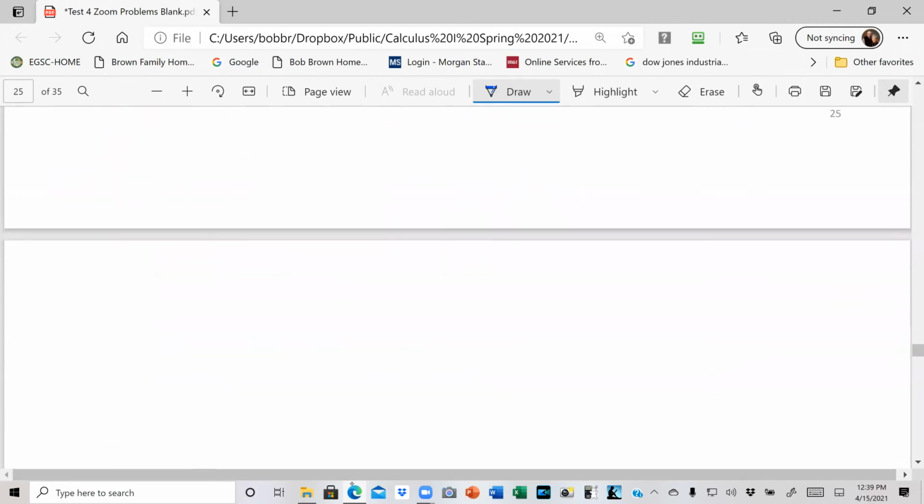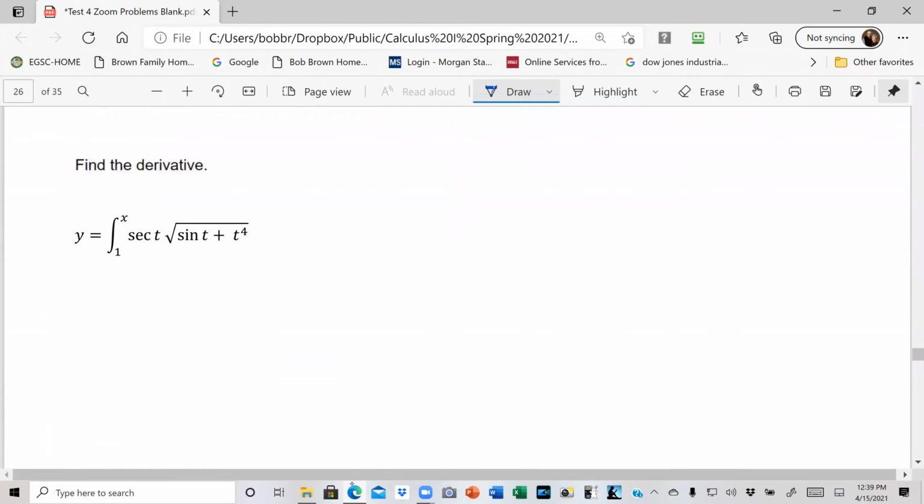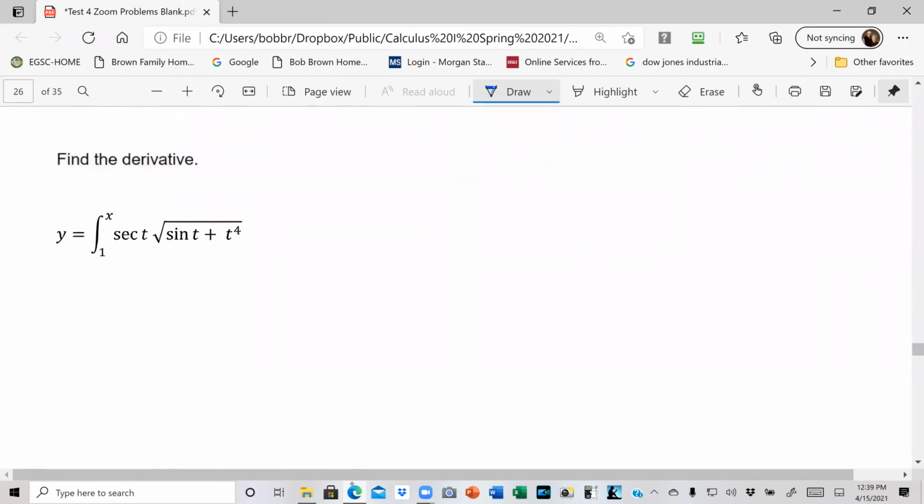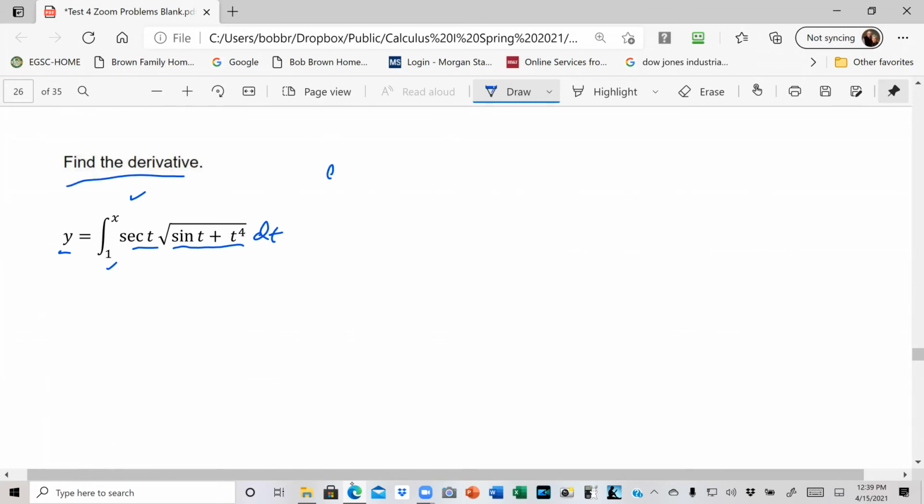Now we're going to look at the second fundamental theorem of calculus and apply it. Notice that one thing missing here is dt. We've got y equals the integral from 1 to x of secant of t times the square root of sine of t plus t to the fourth. And we want to find the derivative, so dy/dx equals y prime. Remember, if it's just plain old x up here, we plug in x everywhere we see a t.